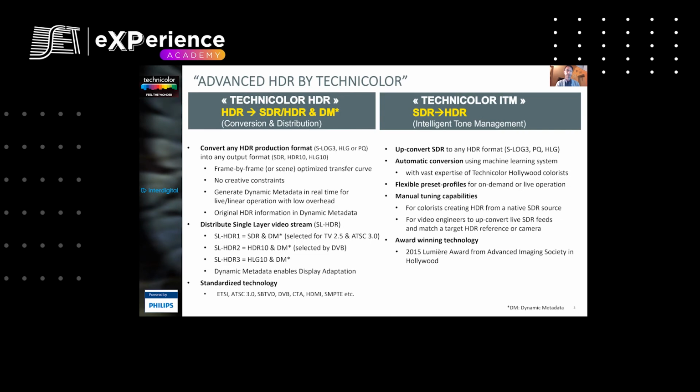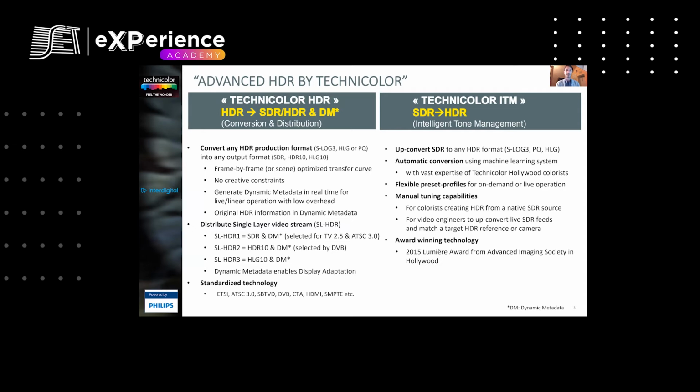So this is standardized technology. Our core standard is in ETSI. It is TS 103 433. Everything is in this document. And the application standards such as ATSC 3.0, DVB, or SBTVD reference that document and describe how SL-HDR is used in their system.